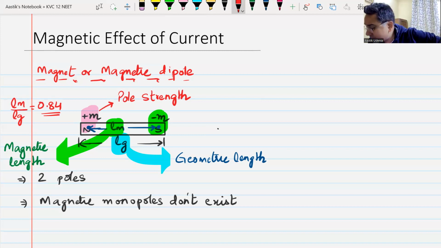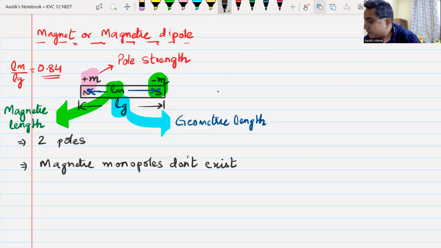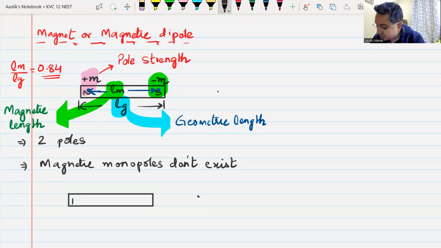Now, whenever we talk about a magnet, a bar magnet, it's a dipole. You must understand that this is a dipole. Now, whenever we talk about this magnetic dipole or a bar magnet, we never talk about its pole strength, length, magnetic length or geometrical length. Whenever we talk about a magnet, I will draw the magnet again because that magnet has become too cloudy. This is the north pole, this is the south pole, this is plus M, and this is minus M.